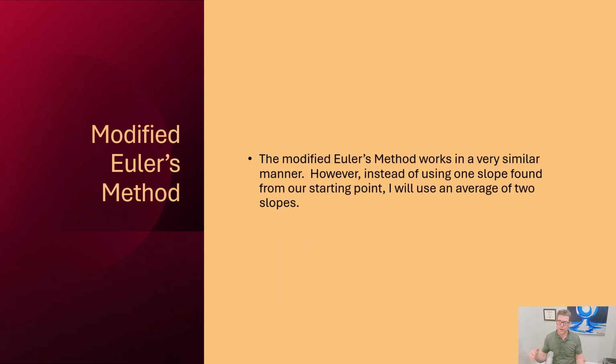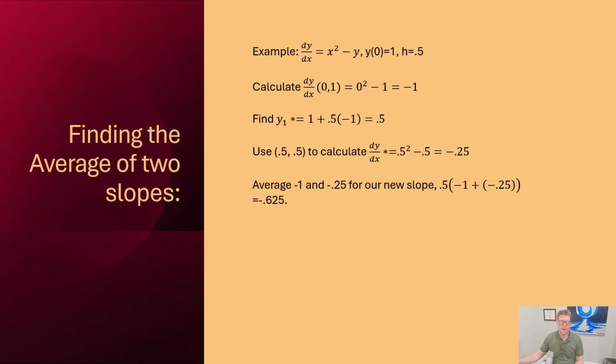The modified Euler's method works in a very similar manner. However, instead of using one slope found from our starting point, I'm going to use the average of two slopes, and this is going to give me a much more accurate estimate for the value of my function. Let's take a look at the method and talk a little bit about the theory behind it.